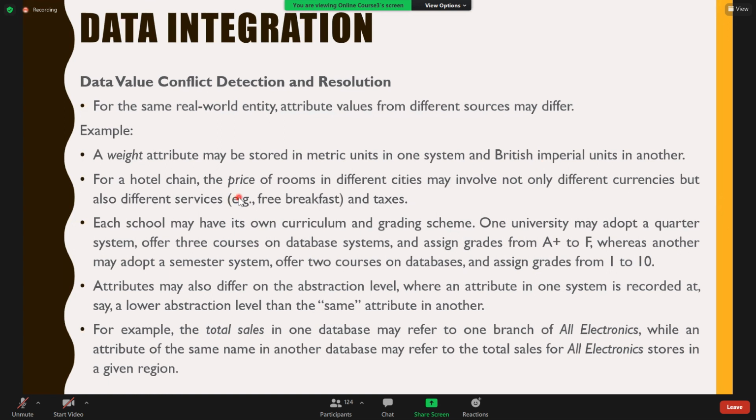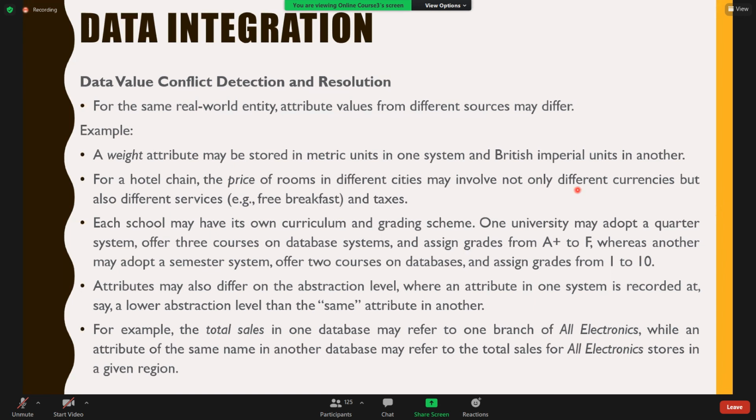And if you consider price, in the case of a hotel management system, the price of rooms in different cities. Different cities may mean different countries also. So it may involve different currencies and also different services and taxes. At one data store, the data may be stored in dollars. In another data store, the data may be stored in rupees. When you are integrating the data from one country to another country, the price measure also varies, right? That is one issue.